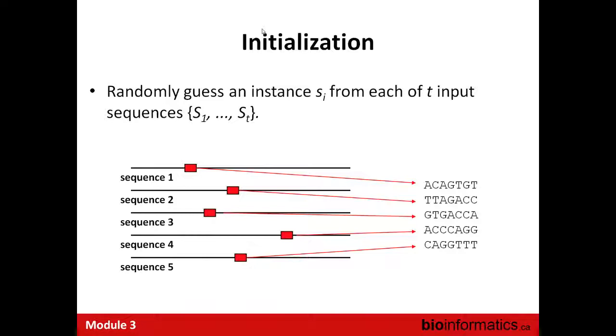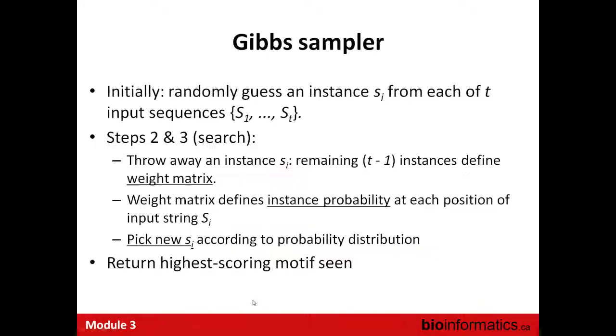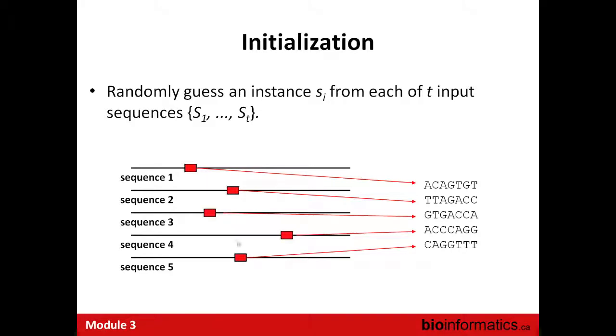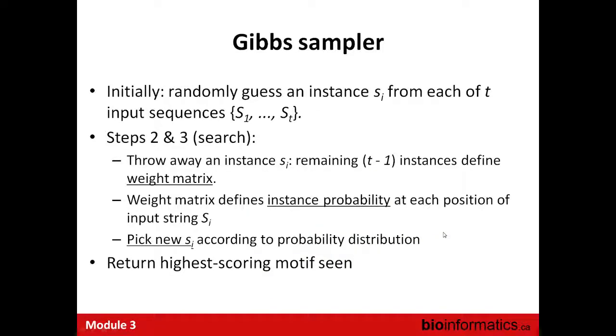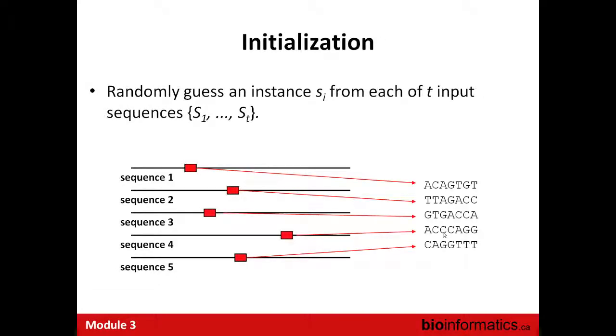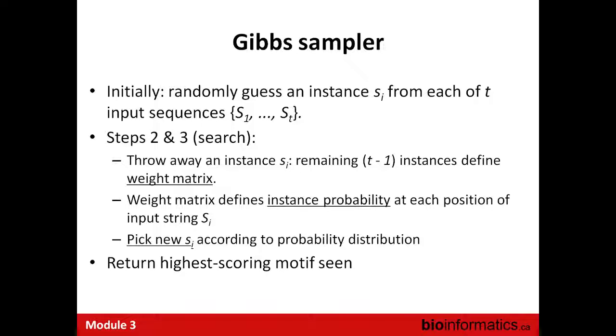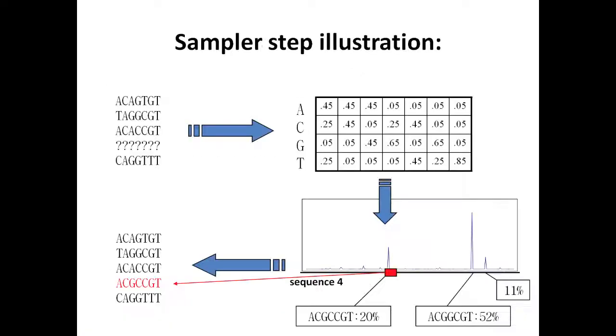So I'll show you what I just described in some detail here. We will guess an instance from each one of the input sequences, just totally random. We pick this, this, this, and this. Then, for the search part of this, we can throw away one of the instances. We picked five sequences here, and we'll throw away sequence number four, for example. Then we use the weight matrix to define the instance probability at each position of that same input string, and we'll pick a new region of the sequence for our next round. We'll go through all of the individual sequences here and repeat the whole process over and over again.